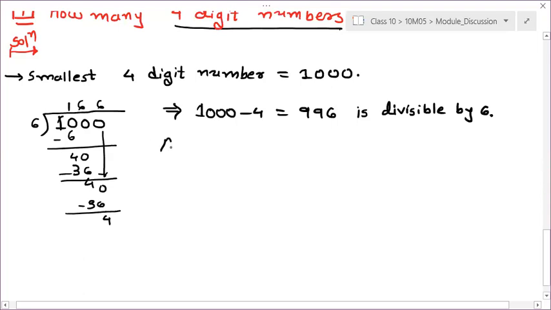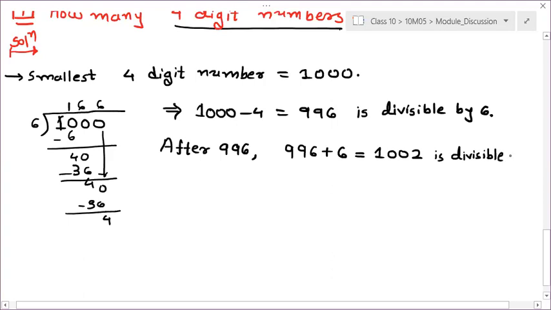Right. So after 996, if I add 6 into 996, 996 plus 6, 6 plus 6 is 12. So it will become your 1002 or not? Okay, because 996 plus 6. So 6 plus 6, 12, 2. Then 1 carry, 9 plus 1, 10. Again 1 carry, 9 plus 1, 10. 1002 will be divisible by 6 or not? Right. Just tell me. Is divisible by 6?